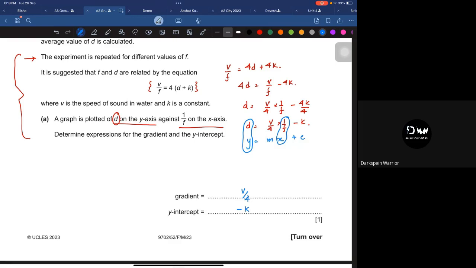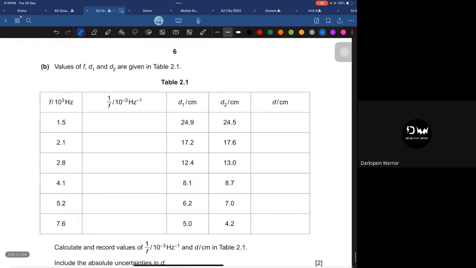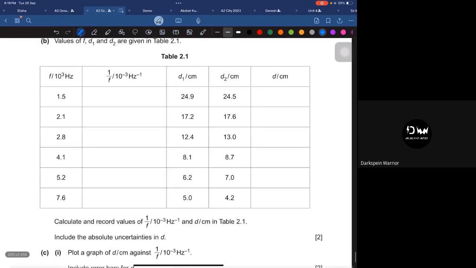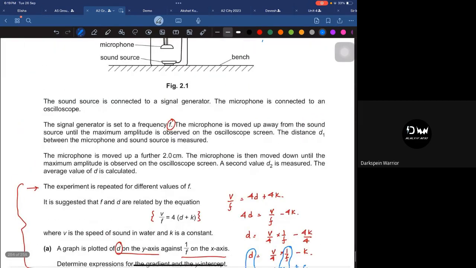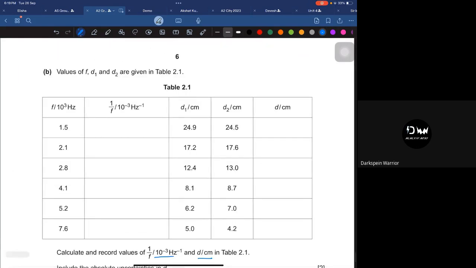So once you've done that, this is 1 mark. You don't have to do anything. We just now need to go through this. Now in this one, it says you need to record values of 1 upon f, 10 raised to minus 3, and d in the table. Now I don't know what d is, so I'm going to go back and we'll see what d is. It says a microphone is then moved until maximum amplitude is observed on the screen. A second value d2 is measured and the average value of d is calculated, which means I have to find the average value of d. So that's simple. Now this value is already given in 10 raised to minus 3, as you can see.